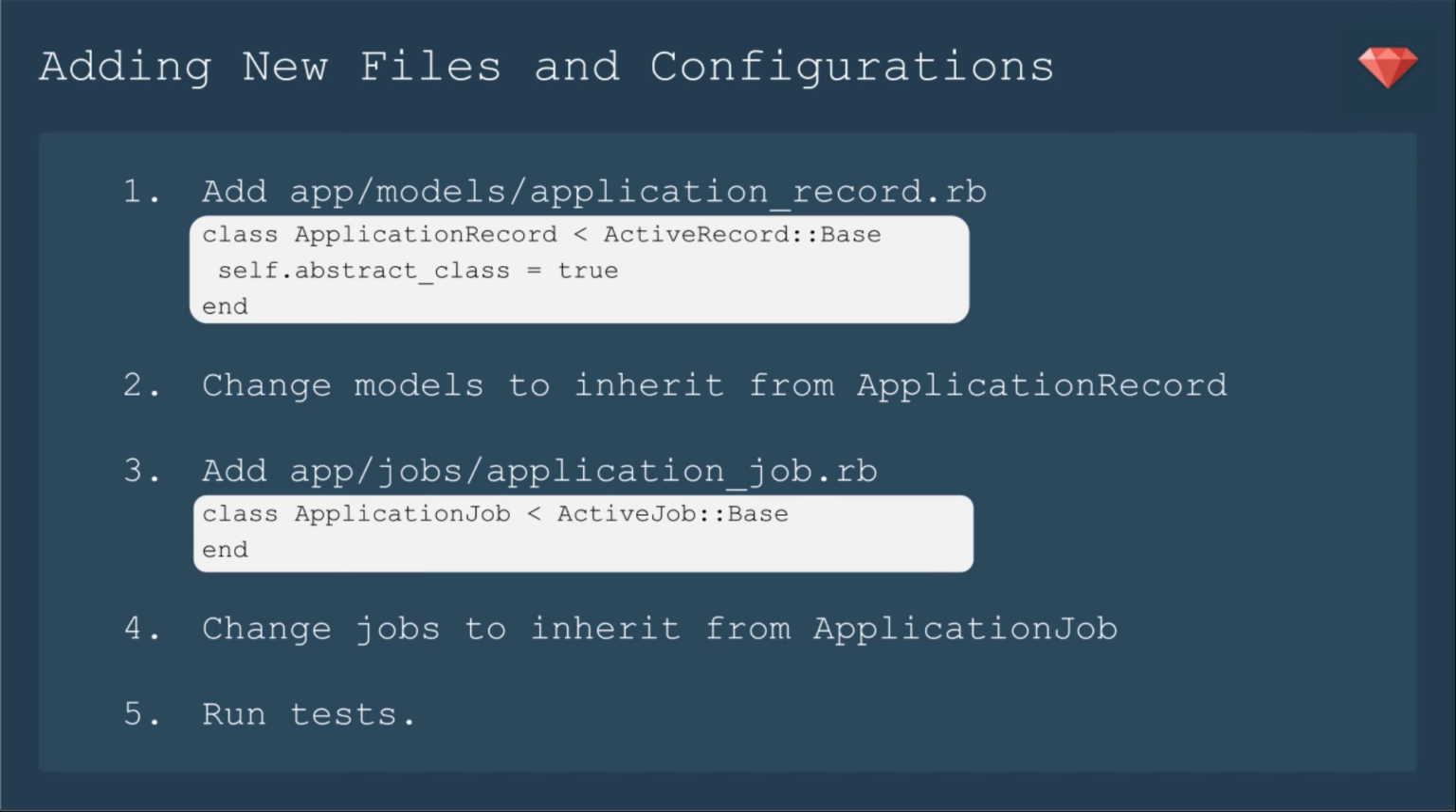Now we're going to add some new files and configurations that the update task doesn't mention, but it's mentioned in the upgrading documentation that I'll share at the end. First, we're going to add to our models directory a new file called application_record, and then we'll add that new code there. Then we will change the models to inherit from ApplicationRecord instead of ActiveRecord::Base. Then I didn't actually have any jobs, but if you have jobs, be sure to add this application_job.rb file in your jobs directory. And be sure to change the jobs to inherit from ApplicationJob. And of course, run your tests.